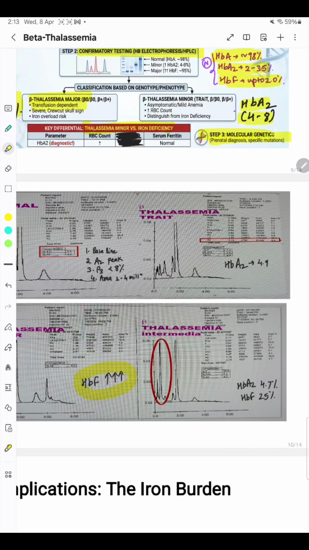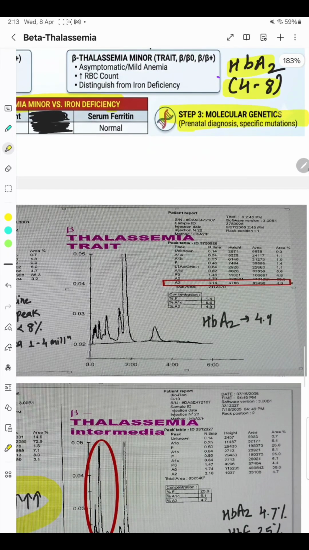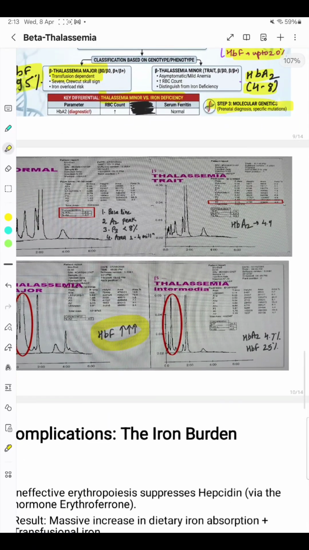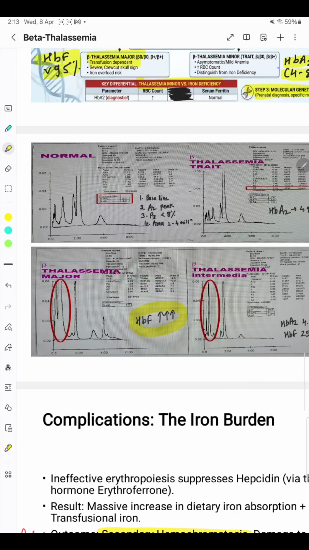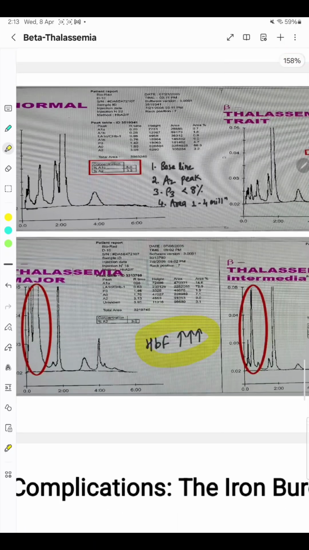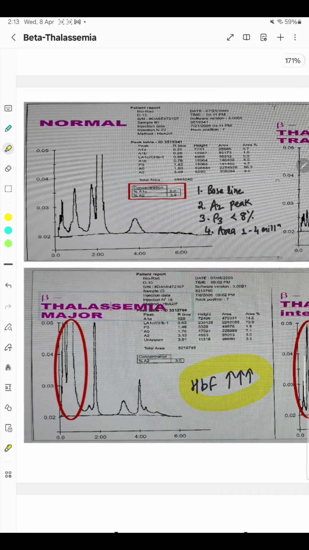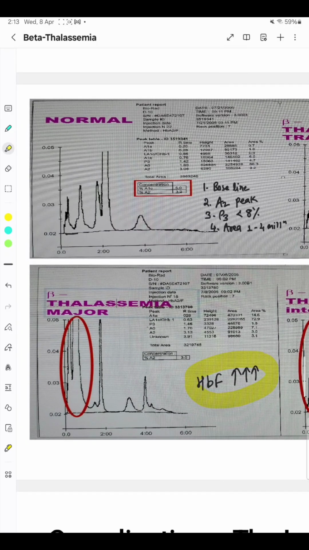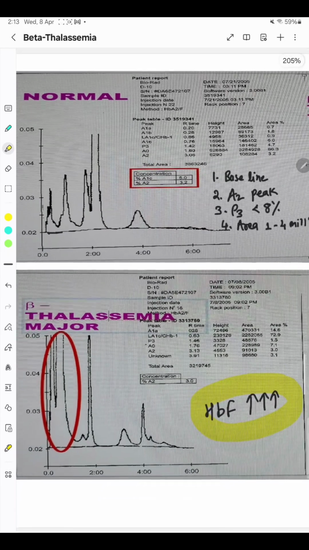Molecular genetics also play an important role in prenatal diagnosis and to identify the specific mutation in beta thalassemia. Okay, now we see the various HPLC graphs. HPLC is a better, more advanced technique than hemoglobin electrophoresis. So this is the normal graph of a healthy individual.